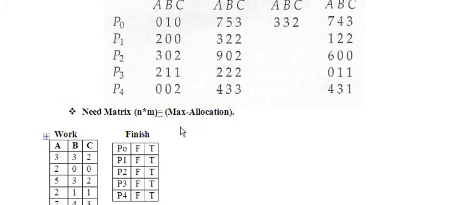Next, P1, can it be? So 1, 2, 2, yes. 1, 2, 2 is lesser than 3, 3, 2. So what we have done? We have executing first P1. Okay, I hope it is clear.